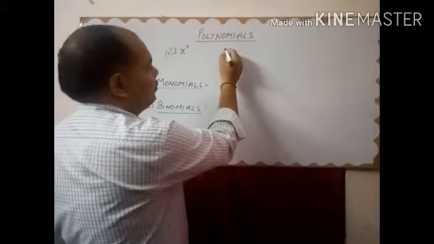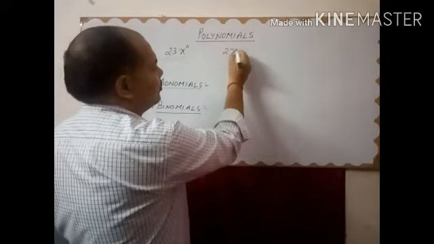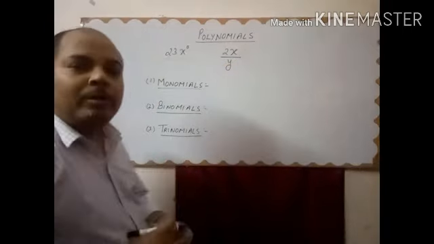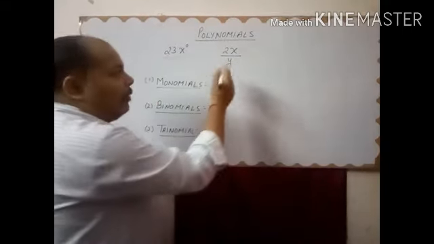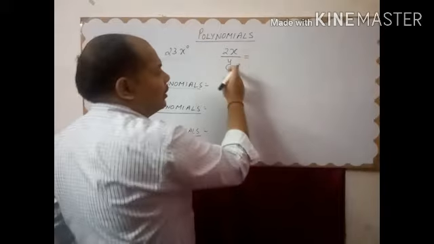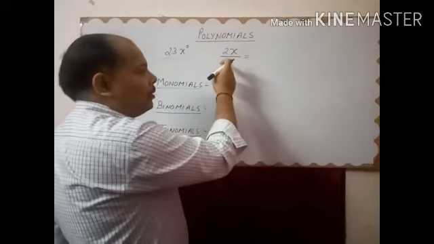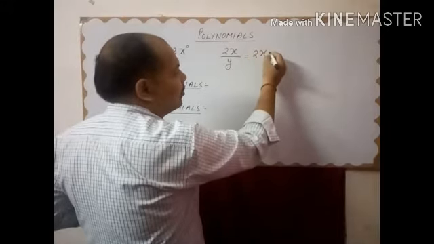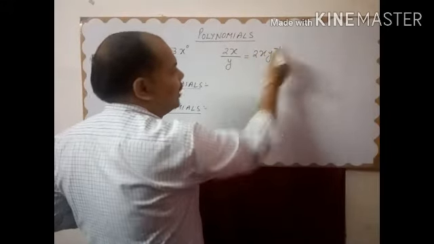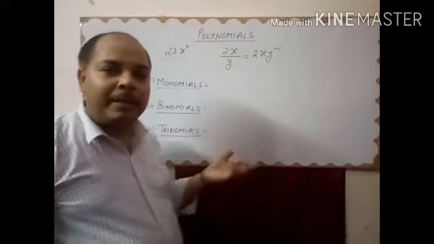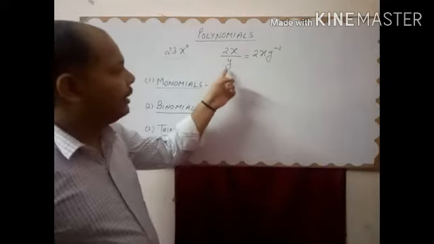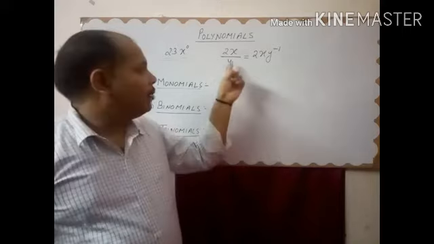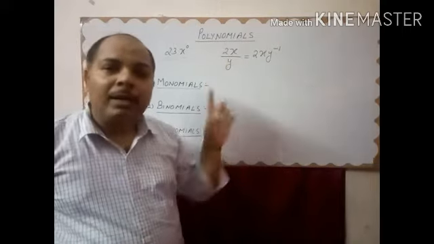Now see, 2x on y. If we take the reciprocal of this y, we will have y raised to power -1. ये एक्सपोनेंट चैप्टर में आपने पढ़ा है. When we reciprocate any variable, any number, the sign will be changed. यहाँ पर ये +1 था तो ऊपर जाके क्या हो गया -1.